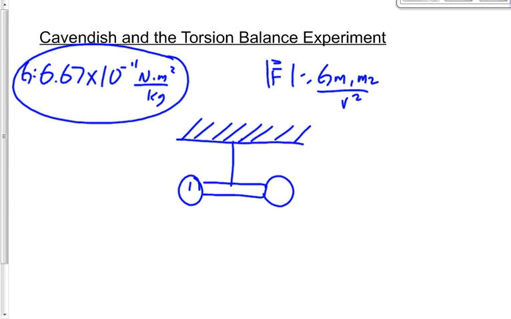We're going to bring another mass nearby that we're going to call M2. It's my fist. As I bring my fist nearby mass 1, what happens to mass 1? There's going to be an ever so slight force of attraction between the two. Mass 1 will be pulled towards mass 2.